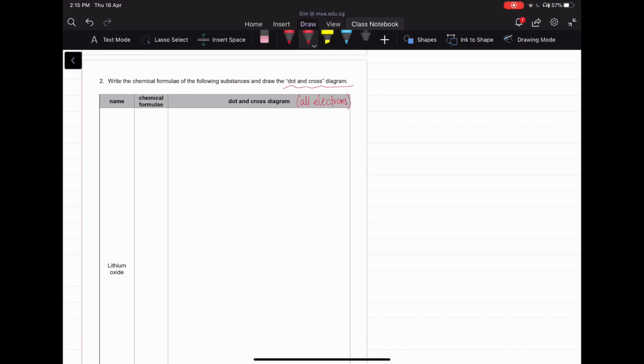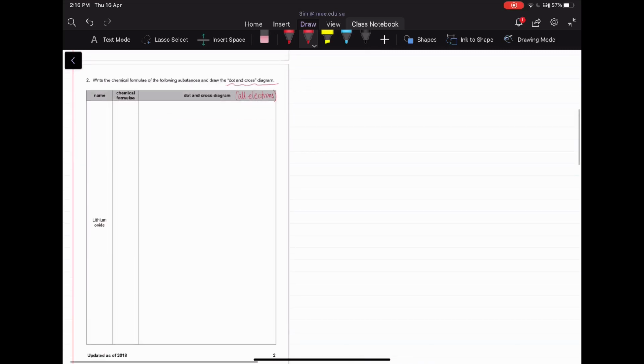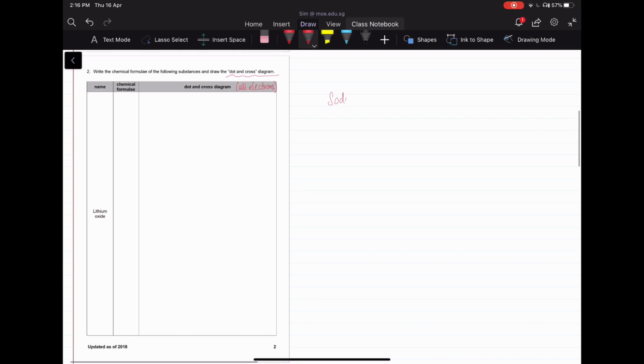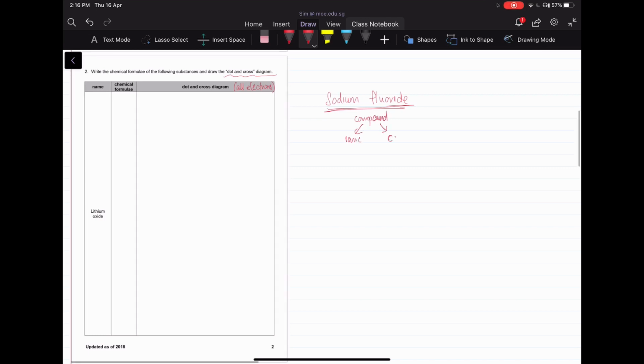So I'll give you an example. Let's take sodium fluoride. What you need to do to help yourself with this piece of work is ask yourself, when you look at sodium fluoride, is it a compound or an element? If you look at it properly, it's a compound because there are two different elements inside. So this is a compound. And if it's a compound, is it an ionic compound or a covalent compound? How do you know whether it is ionic or covalent?